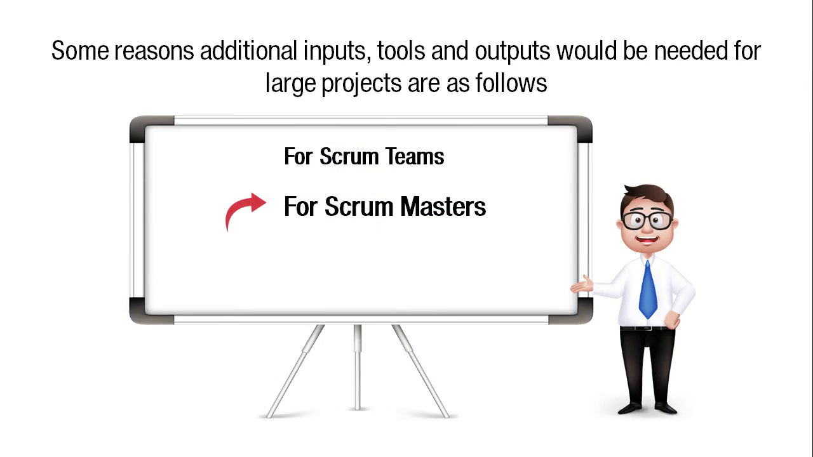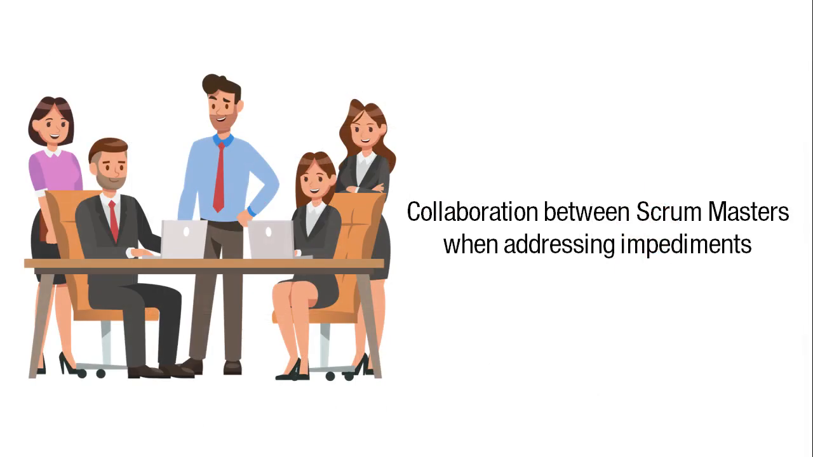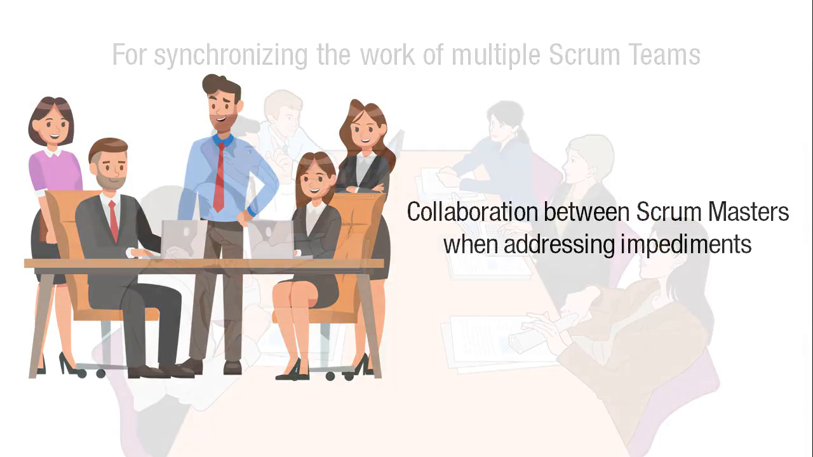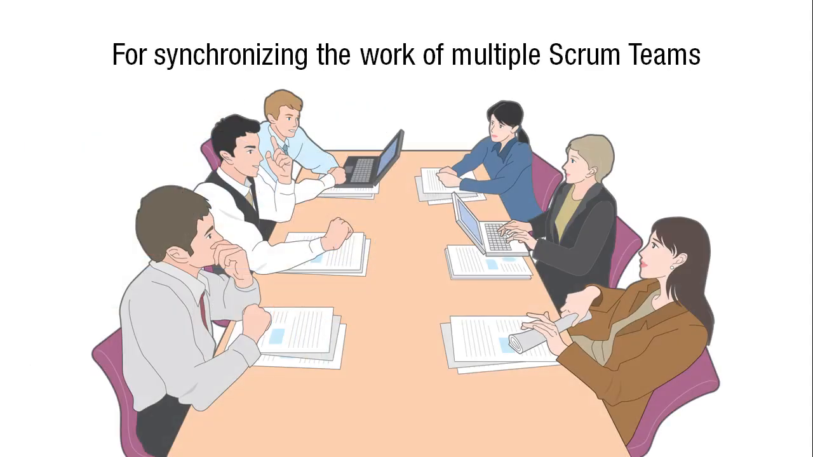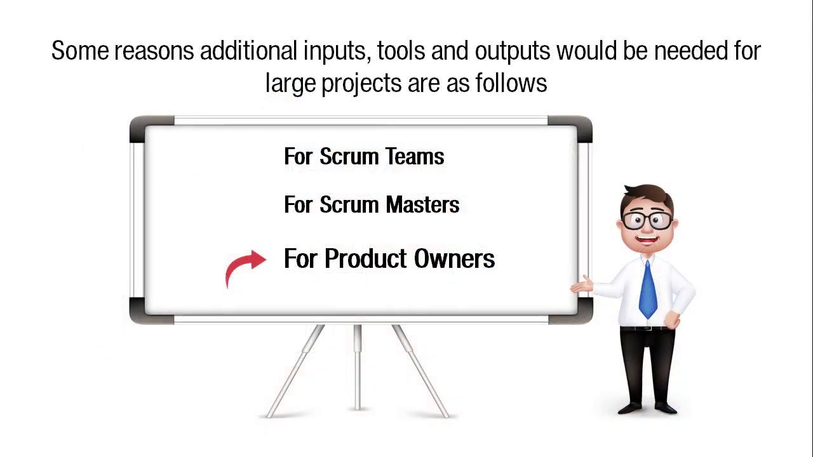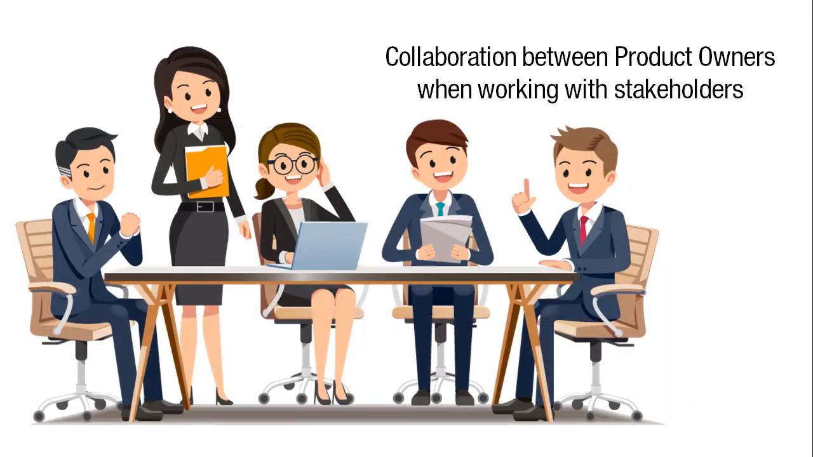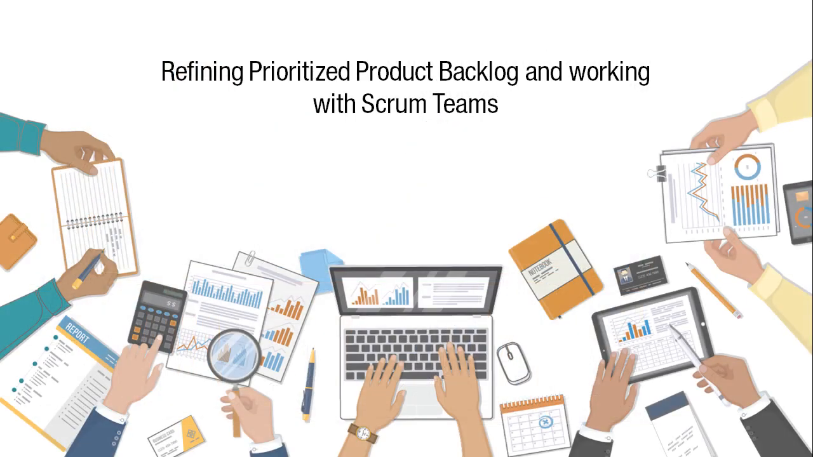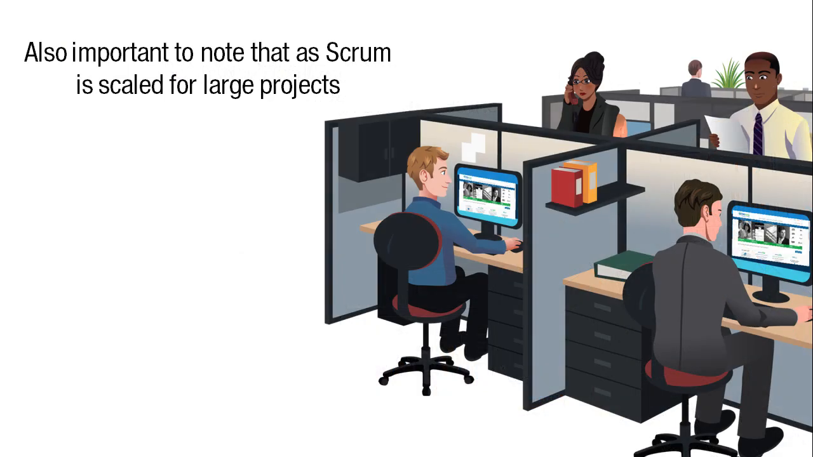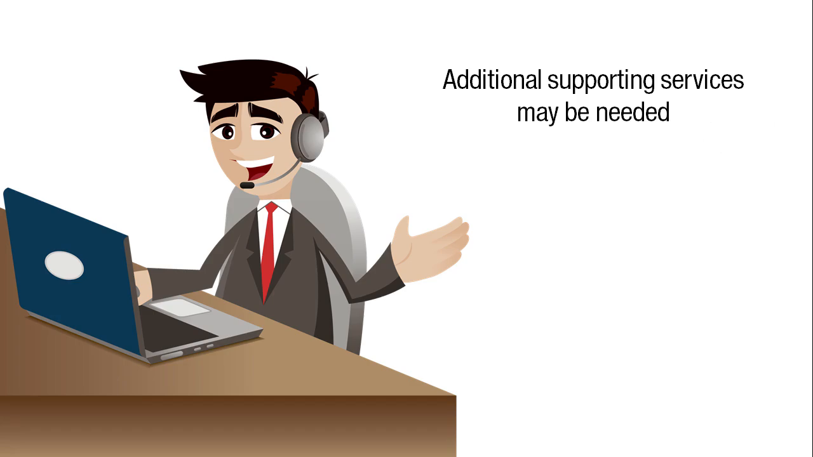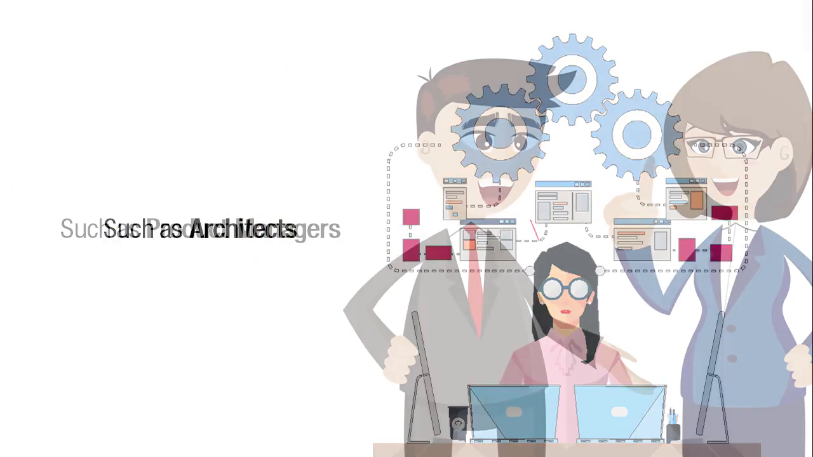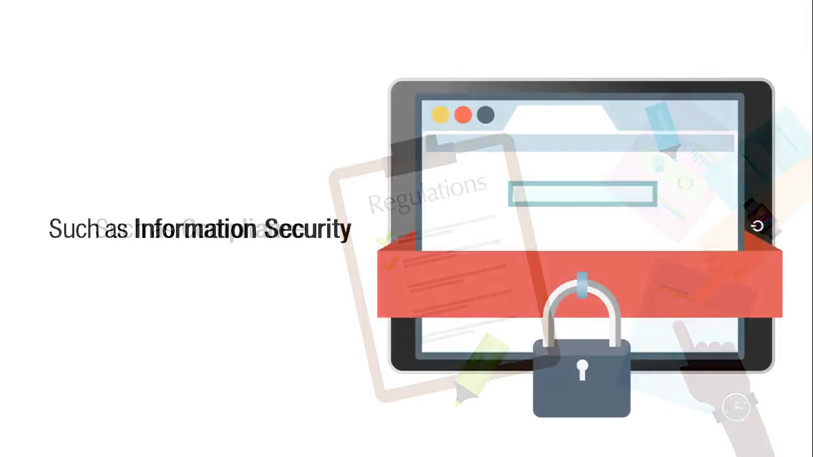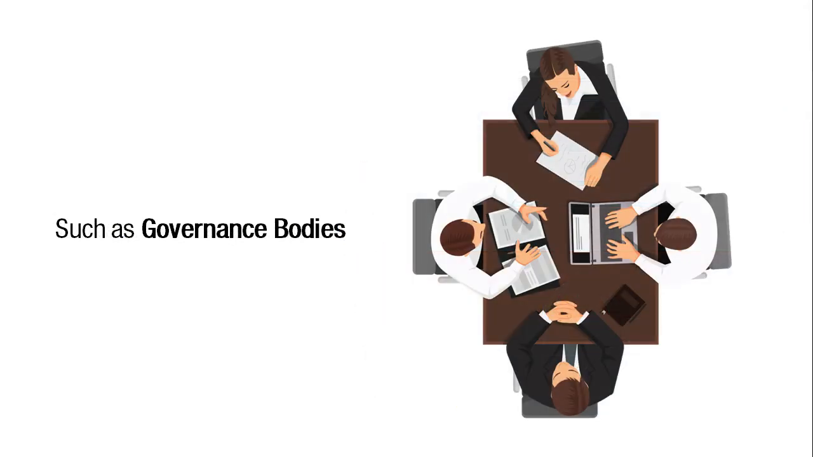For Scrum Masters, need for collaboration between Scrum Masters when addressing impediments and for synchronizing the work of the multiple Scrum teams. For product owners, need for collaboration between product owners when working with business stakeholders, refining the prioritized product backlog, and working with Scrum teams. It is also important to note that as Scrum is scaled for large projects, additional supporting services may be needed, such as architects, product managers, compliance, information security, governance bodies, etc.